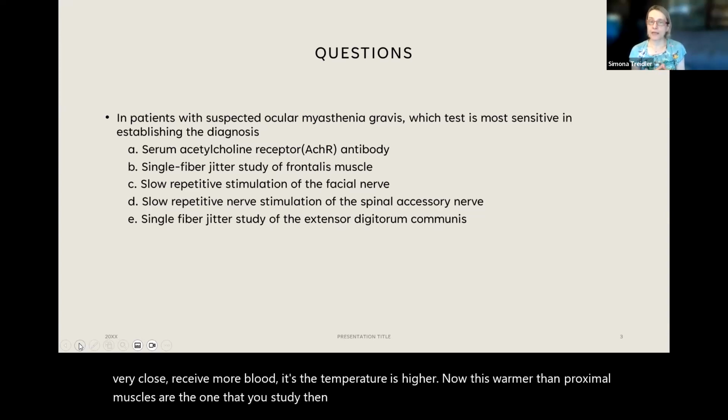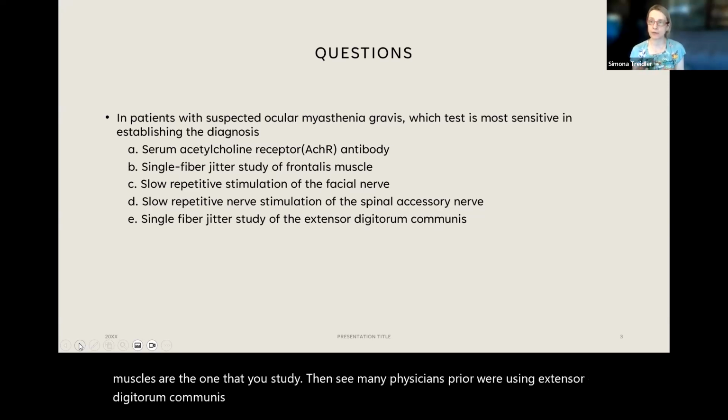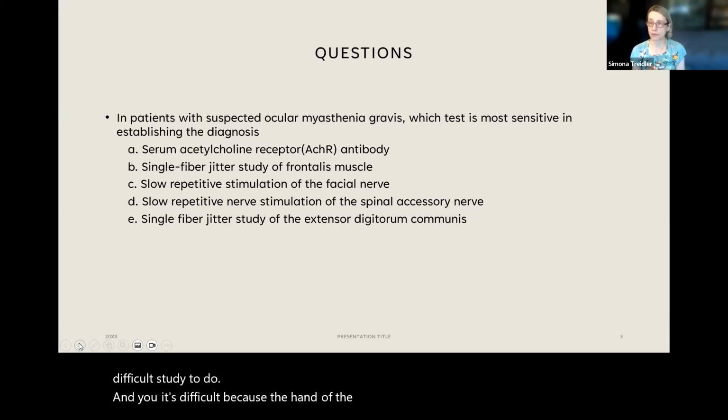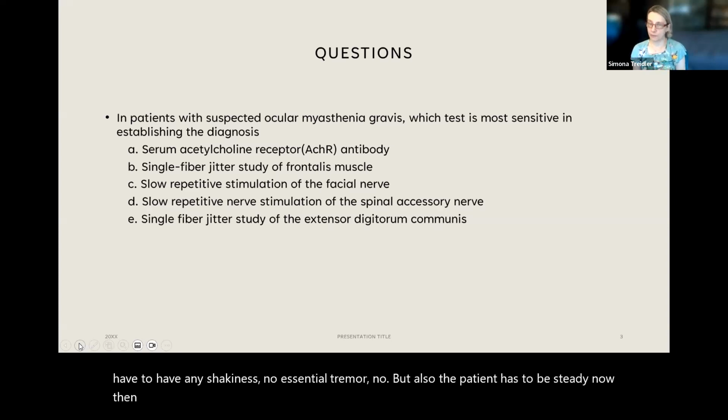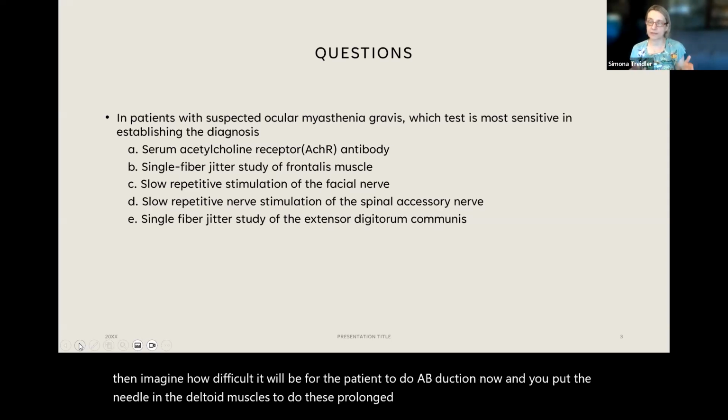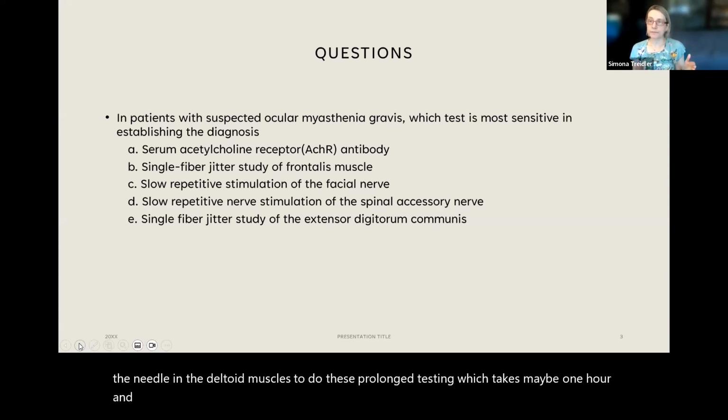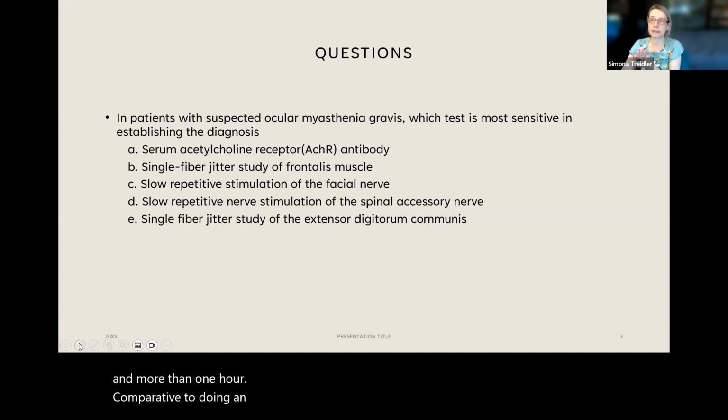Many physicians prior were using extensor digitorum communis because, as you're going to see later on during my lecture, it's a very difficult study to do. And it's difficult because the hand of the physician has to be steady. You don't have to have any shakiness, no essential tremor. But also the patient has to be steady. Then imagine how difficult it will be for the patient to do abduction and you put the needle in the deltoid muscles to do this prolonged testing, which takes maybe 1 hour and more than 1 hour, compared to doing an extension of the fingers.